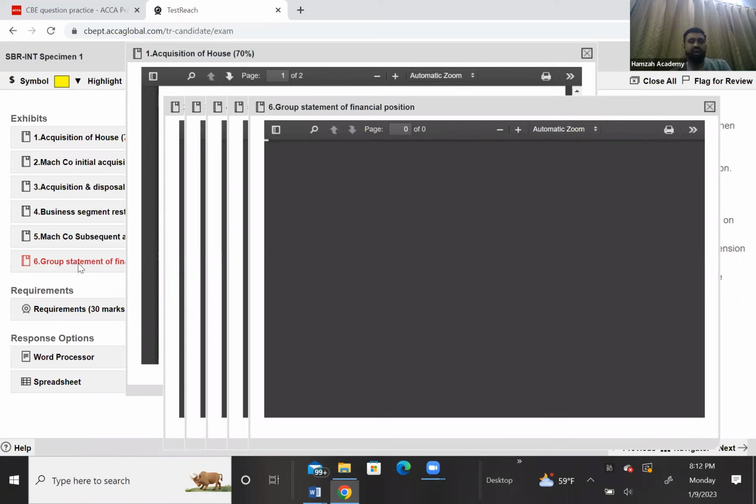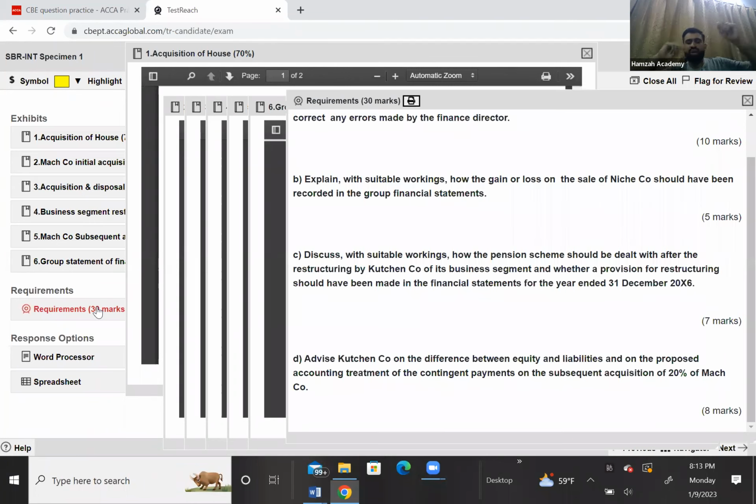Then after reading question 1, when you have read all the exhibits and you have the requirements in your mind, your mind can start to work. If exhibit number 2 is relating to requirement B, exhibit number 3 is relating to requirements C and D, and so on. And after analyzing that, you can choose your response option to answer the question.